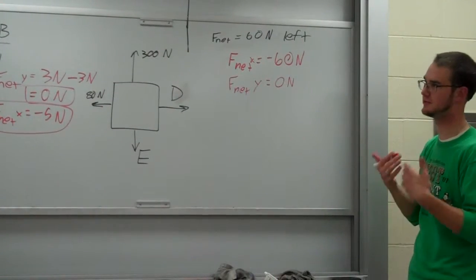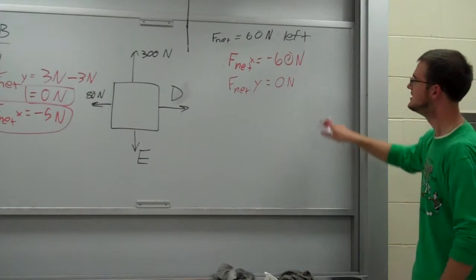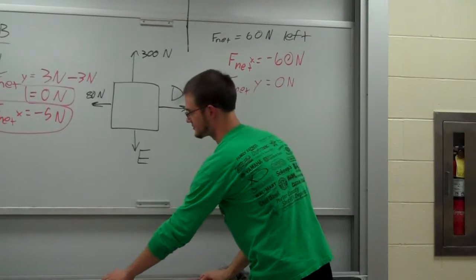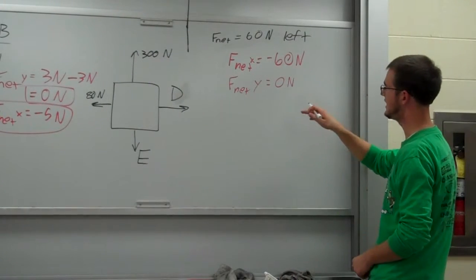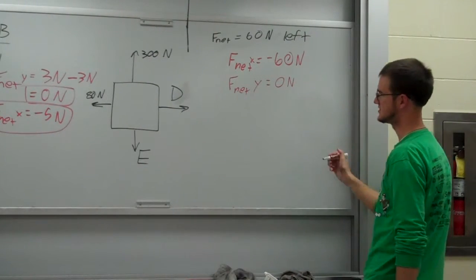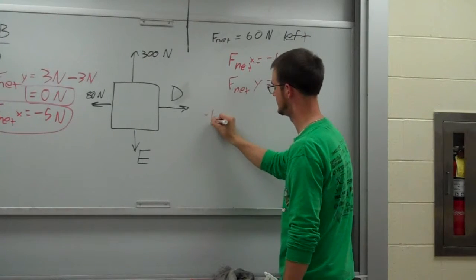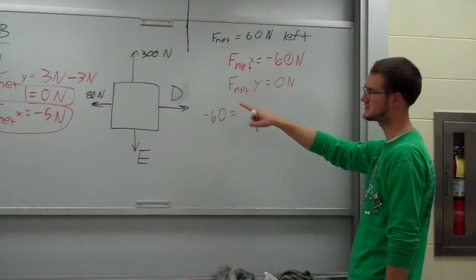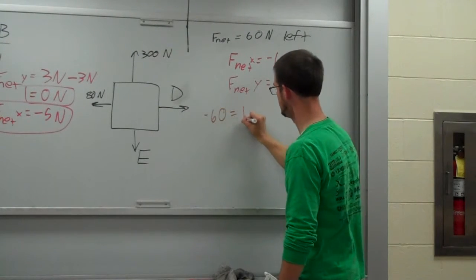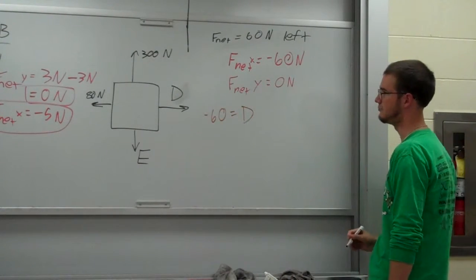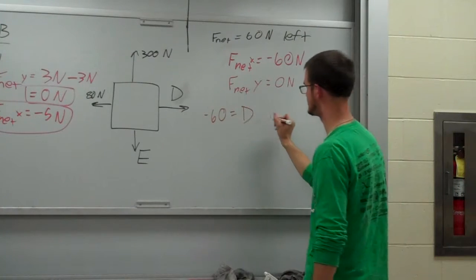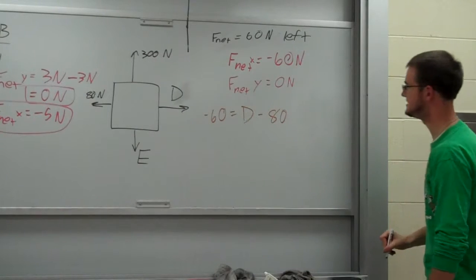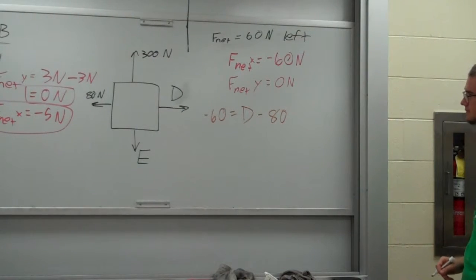You say net force equals all your forces added together. So let's do the x direction first. Okay? For the x direction, we have F net x equals negative 60. So I'm going to say negative 60 equals, I'm going to have all my forces to the right positive, which is D, plus minus all my forces to the left, which is 80. So I get negative 60 equals D minus 80.